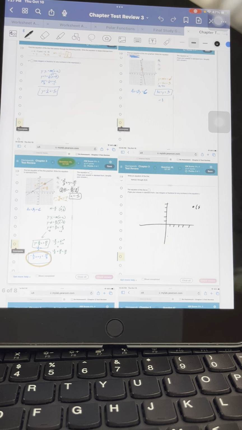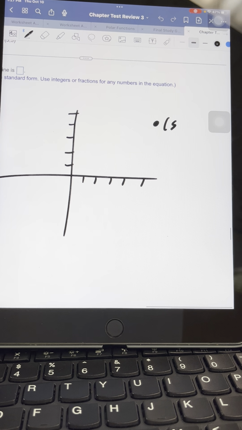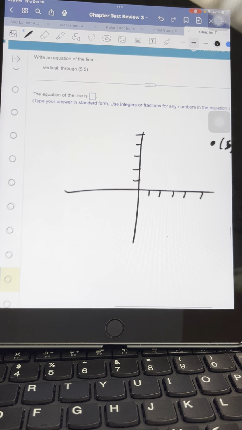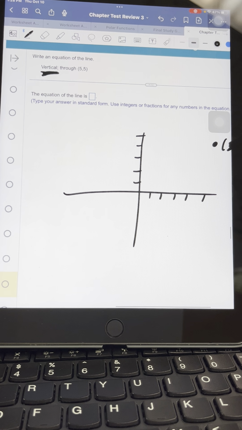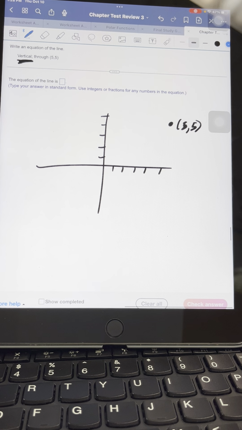At 5, 5. That's a 5, by the way. 5, 5. And they want a vertical line. Okay, vertical line. So that means my line would have to go this way, right? So now, what is the equation of my vertical line, guys?